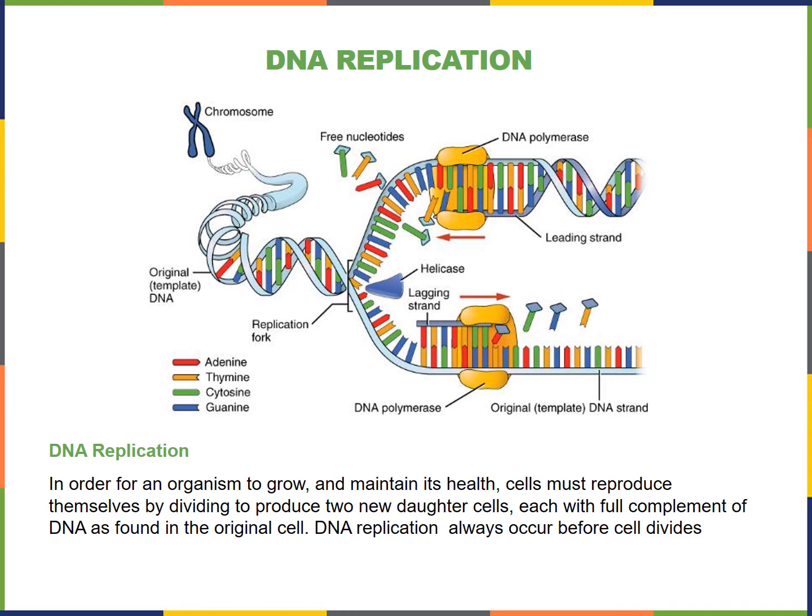Okay, the DNA replication. In order for an organism to grow and maintain its health, cells must reproduce themselves by dividing to produce 2 new daughter cells, each with a full complement of the DNA as found in the original cell. DNA replication always occurs before cell division.